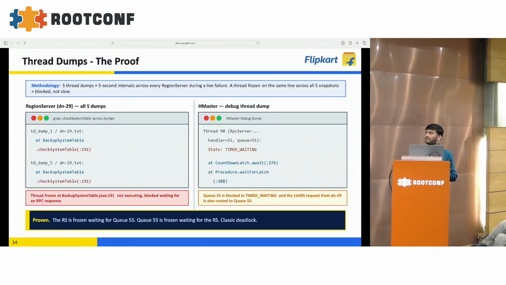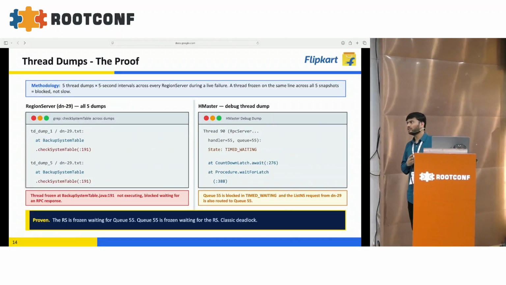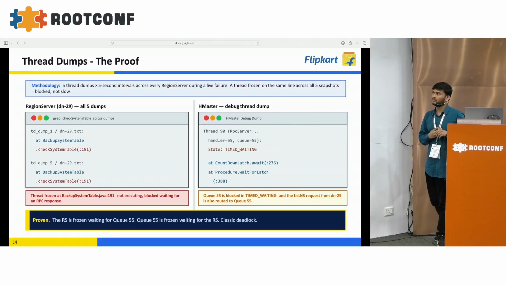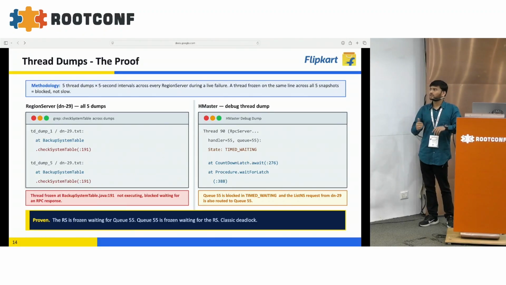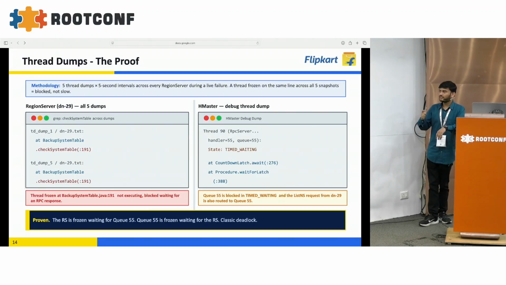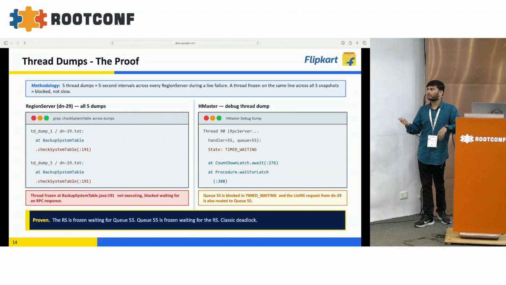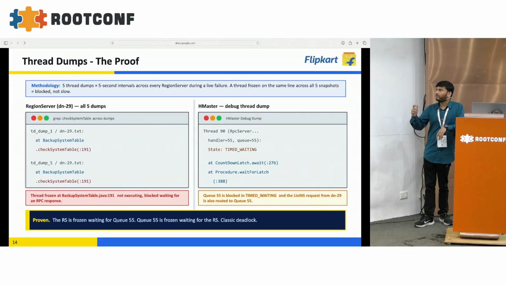The best approach is taking a thread dump. But if we take a thread dump at a single timestamp, would it tell us anything? It would tell us that this specific thread is waiting on something, but that would not tell us that it is a deadlock. So how do we identify a deadlock if it is locked for 1 minute? To prove that, we took 5 different thread dumps at an interval of 5 seconds.